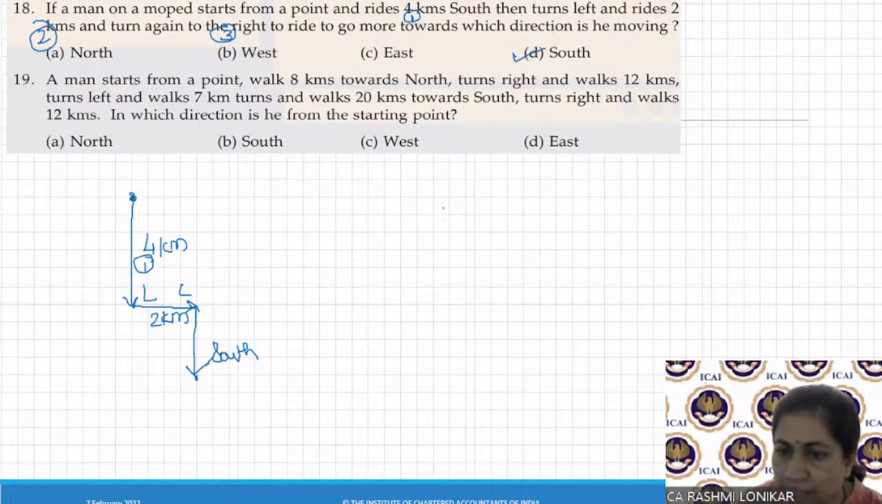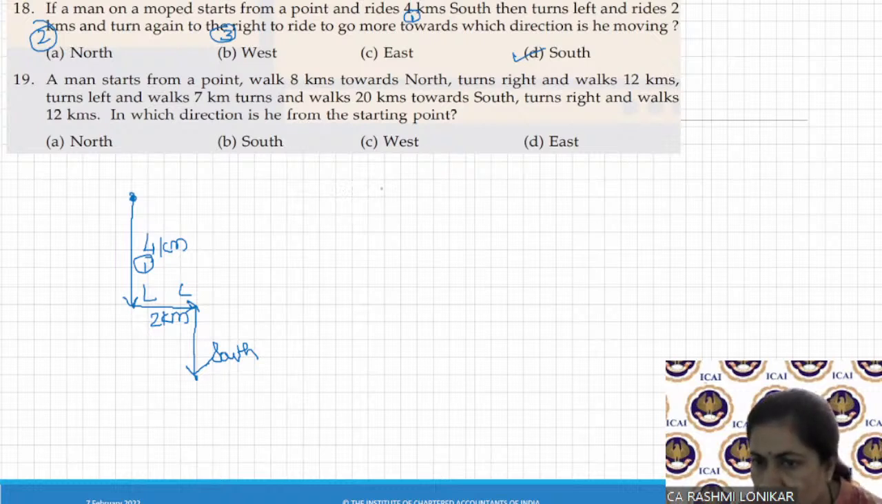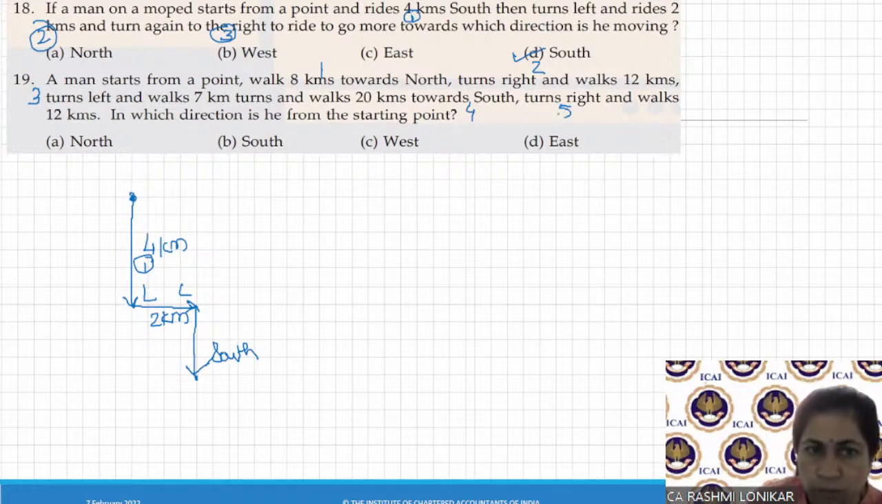Now let us see the 19th sum. What happens in the 19th sum? A man starts from a point, walks 8 kilometers to the north, turns right, and walks 12 kilometers. Turns left and walks 7 kilometers. And walks 20 kilometers towards the south. Turns right and walks 12 kilometers.